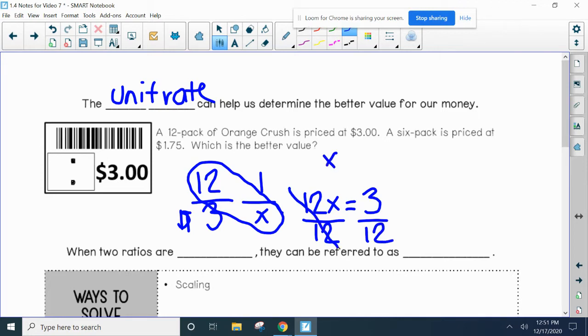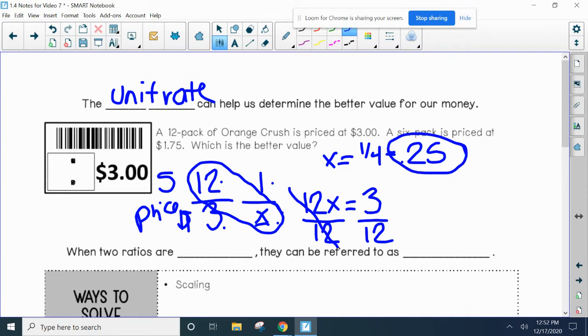And our cost of one soda, because soda to price. So 12 cans for 3, 1 can for how much? So x is the price of 1 can. So x, or 1 can, is going to be 3 divided by 12, which can simplify to 1 over 4. And I know you might have to divide it out, but I already know that 1/4 is going to be 25 cents a can. So that's how much it is in a 12-pack.